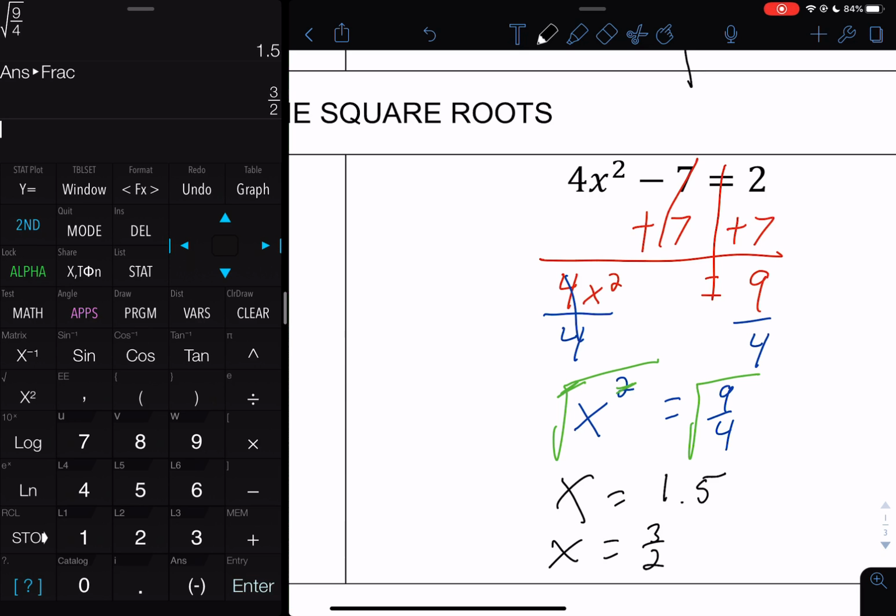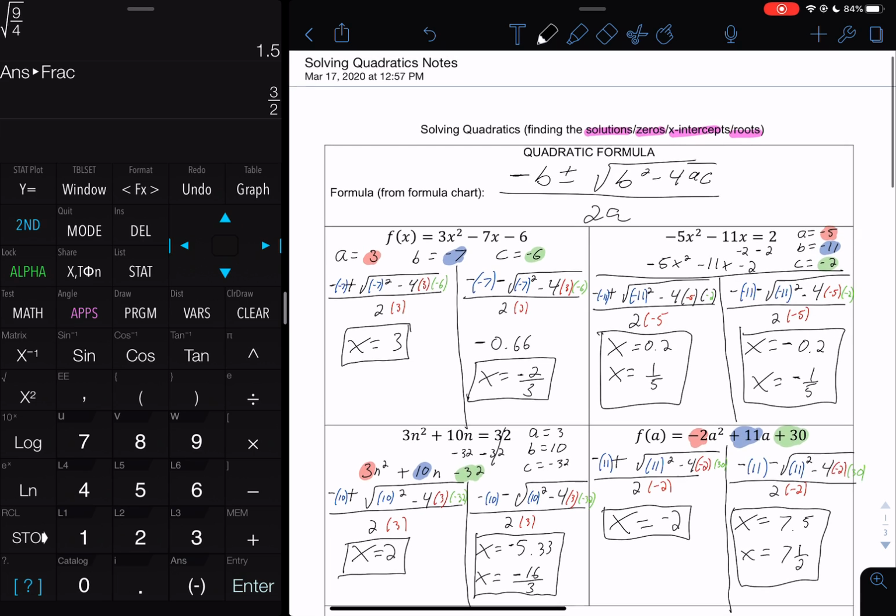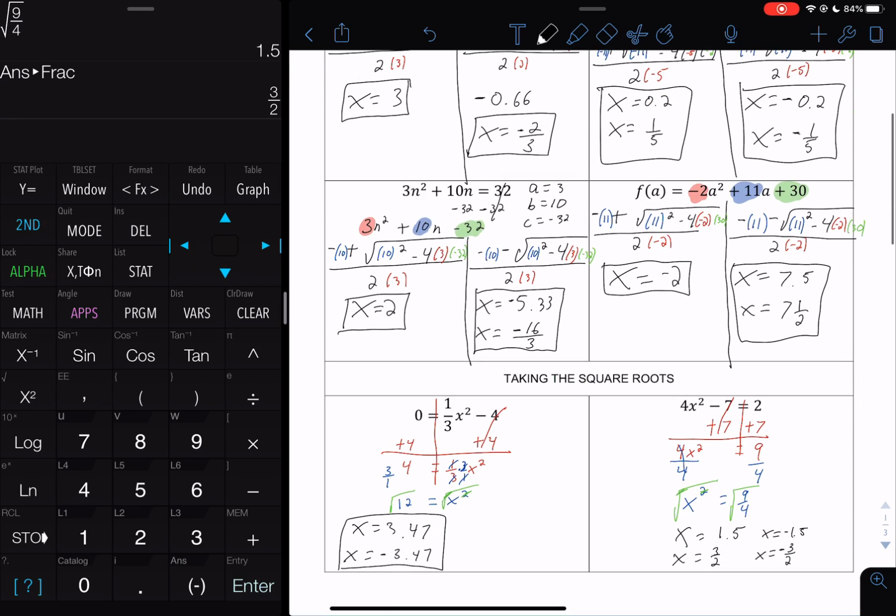Now remember that you have also the negative version, so it's also x equals negative 1.5 and x equals negative 3 over 2. And that is how you solve quadratics using the quadratic formula or using the square roots.